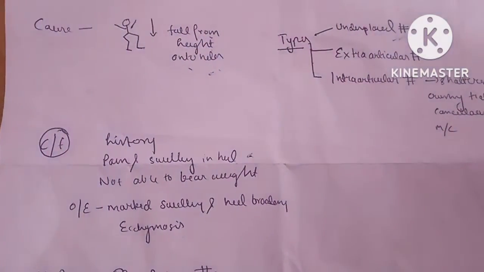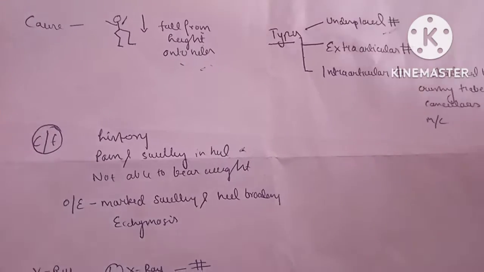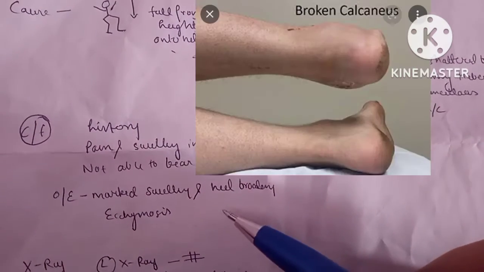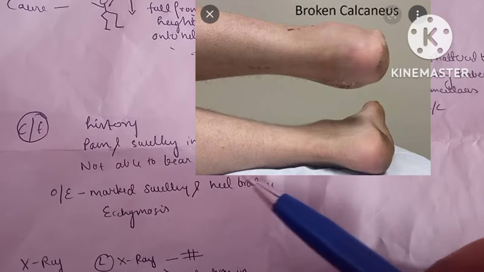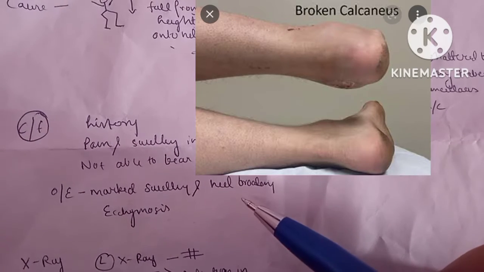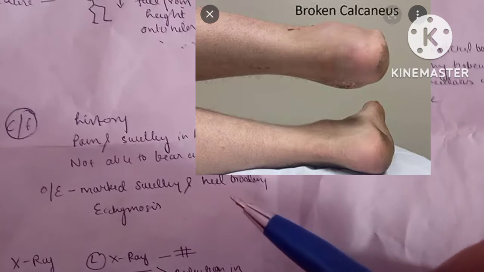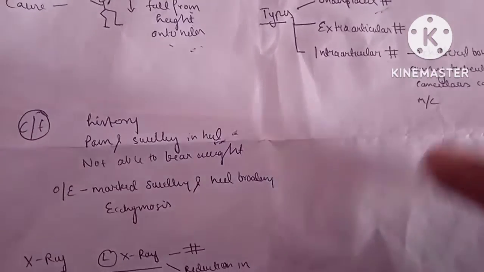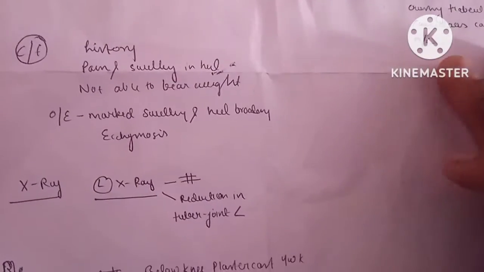Clinically, the patient will give a history of fall from height. There will be pain and swelling around the heel, as you see in this image. The patient will not be able to bear weight on the affected limb. On examination, there will be marked swelling and heel broadening. Ecchymosis will be visible if the injury is 1 to 2 days old.